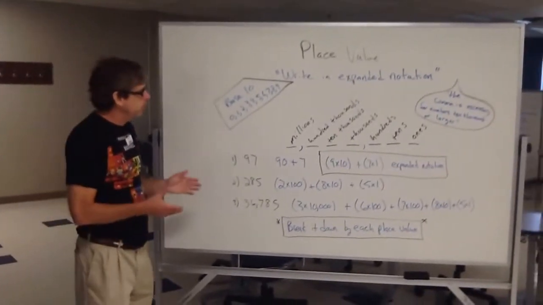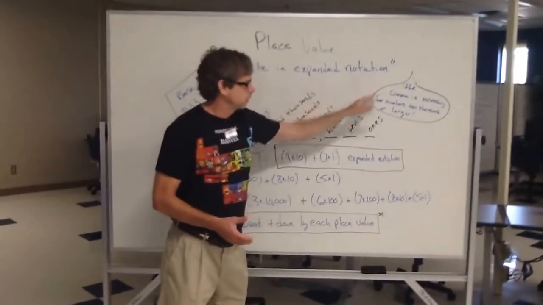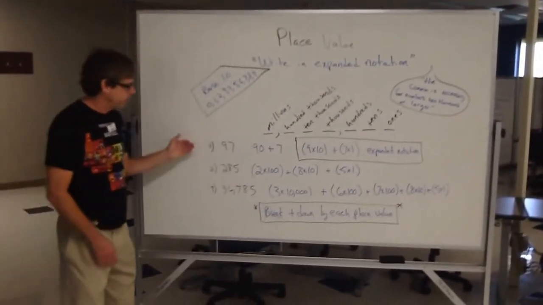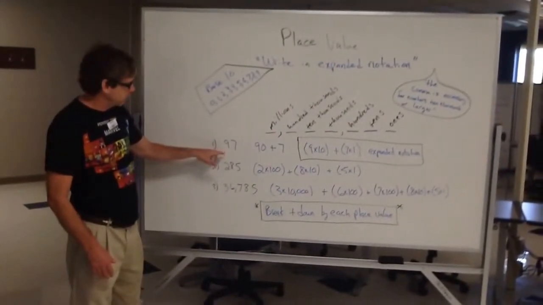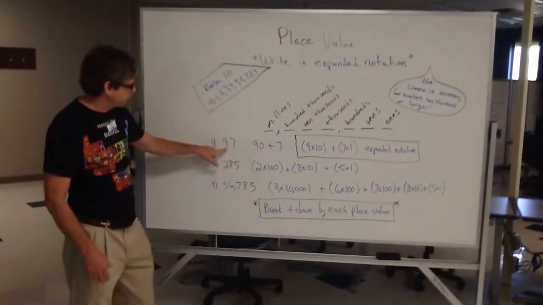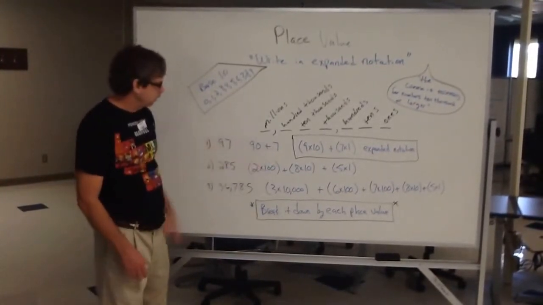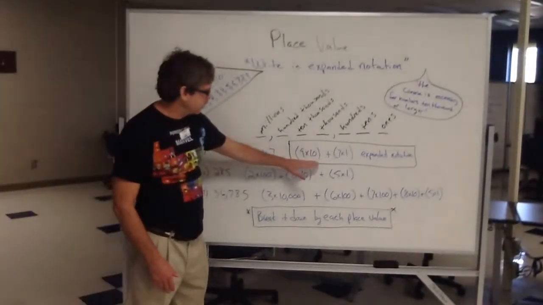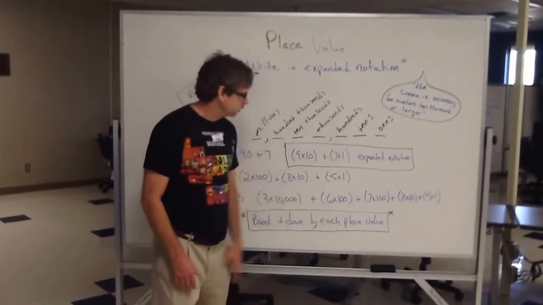And what I want to do today basically is talk about what we refer to as expanded notation. I'm going to do a few examples here. First number we have is 97. And if I look at it by place value, we have a 90 and a 7. So we have 90 plus 7. To put that in expanded notation, we write that as 9 times 10 plus then 7 times 1.